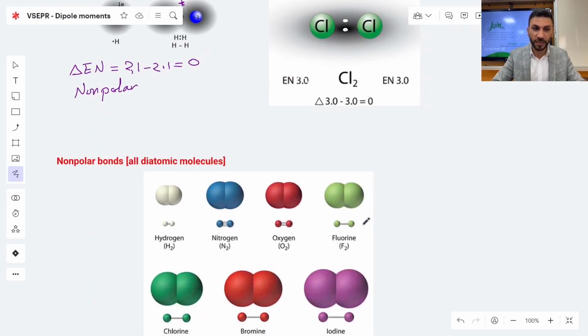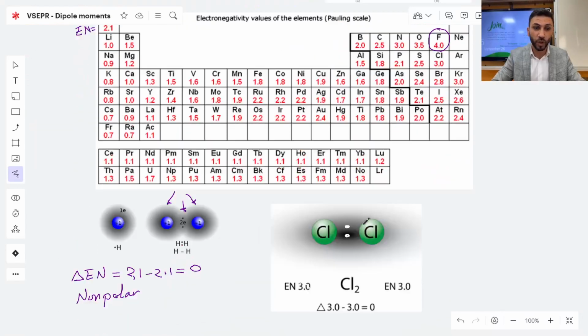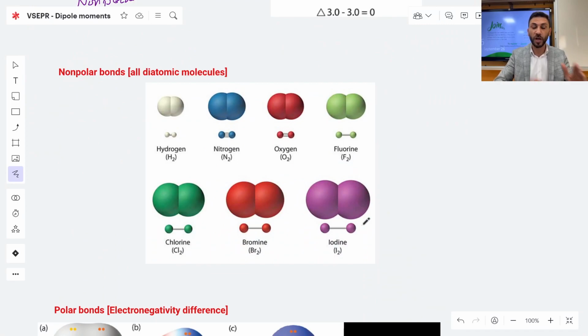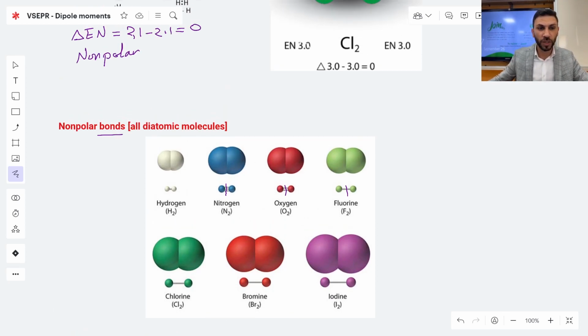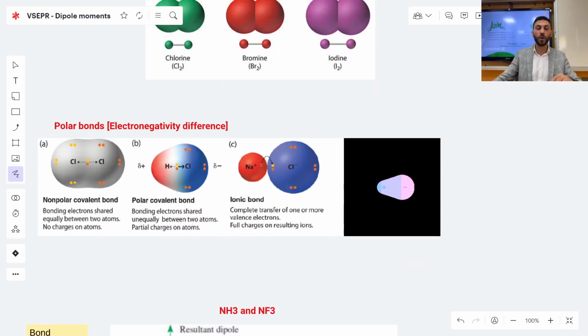And the reason behind this is that the shared electrons are shared evenly between the atoms. For example, nitrogen, oxygen, fluorine, bromine, iodine, chlorine. Those are the non-polar bonds, when the electrons are shared evenly and when the electronegativity difference between the two atoms equals 0.